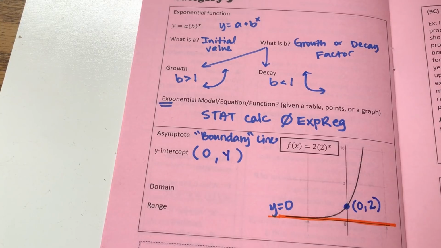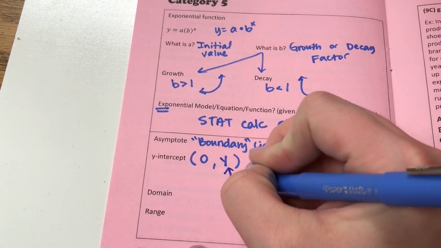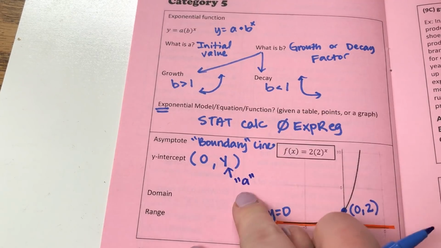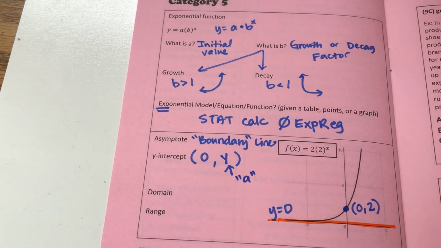Now the faster way to do this is that number is always going to be your initial a value. So this right here is also just that a initial value. Okay, because again, initial, where is the graph starting?